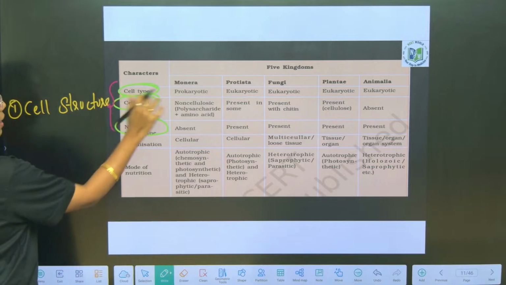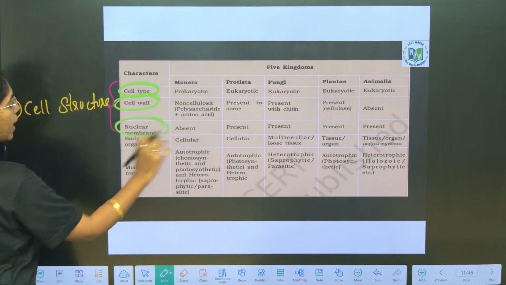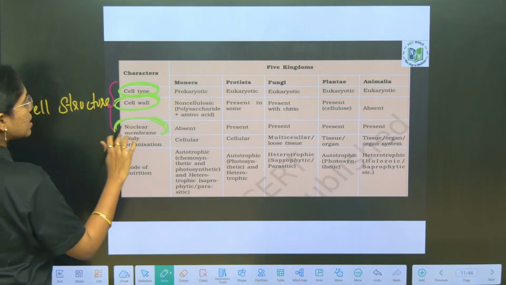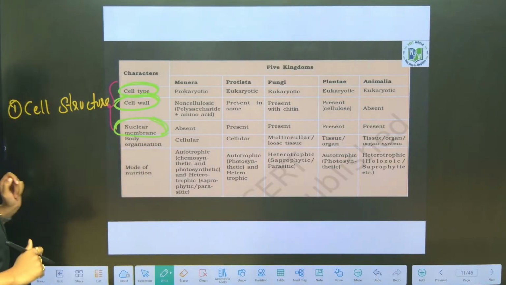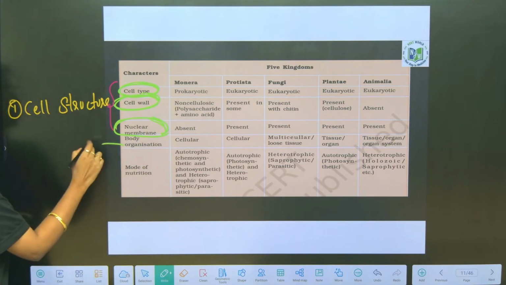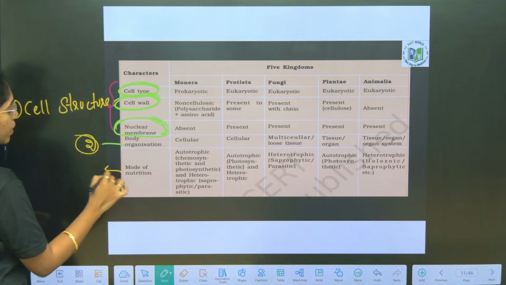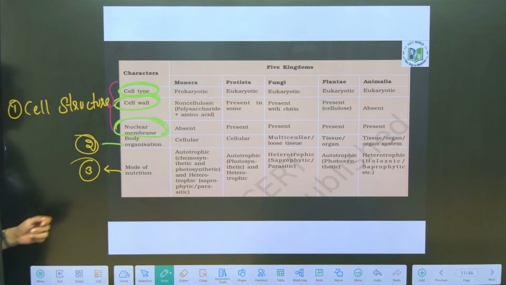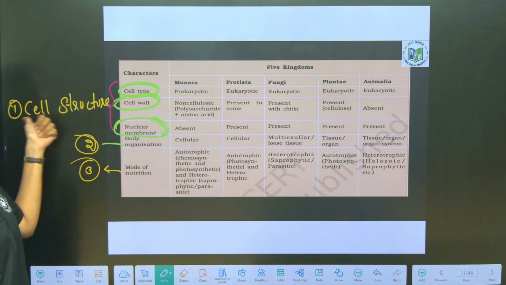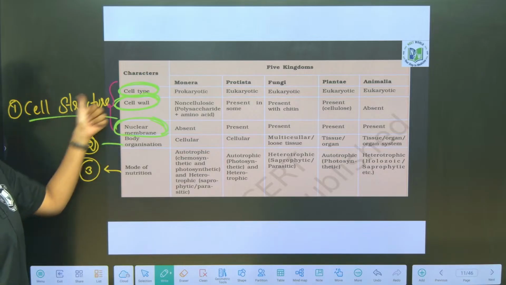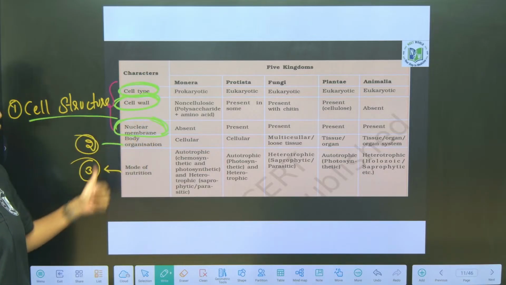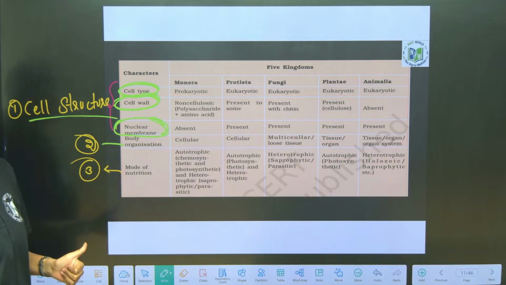Cell type, cell wall, nuclear membrane come under cell structure itself. Next is body organization, and third will be mode of nutrition. Under cell structure these are included. Next is body organization and then mode of nutrition.